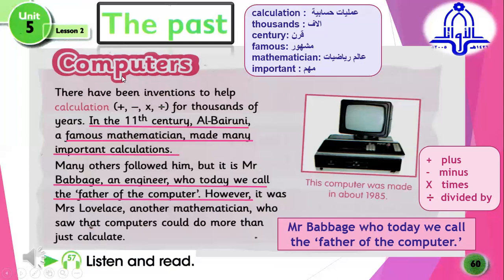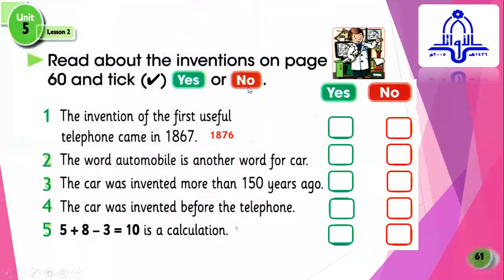Now, after we have read the three paragraphs, telephone, cars, computers, we complete the lesson on page 61 to answer the questions that belong to these paragraphs. Here, read about the inventions on page 60 and tick yes or no.